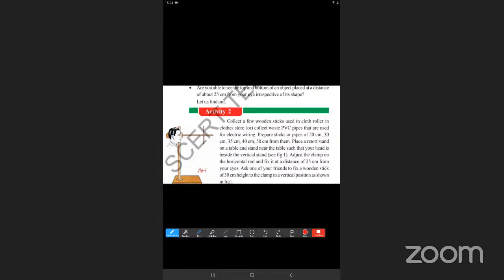Ask one of your friends to fix a wooden stick of 30 centimeter height to the clamp. Now the distance here is 25 centimeters. Here we are taking the 30 centimeter height stick. Now fix the wooden stick of 30 centimeter height to the clamp in a vertical position.